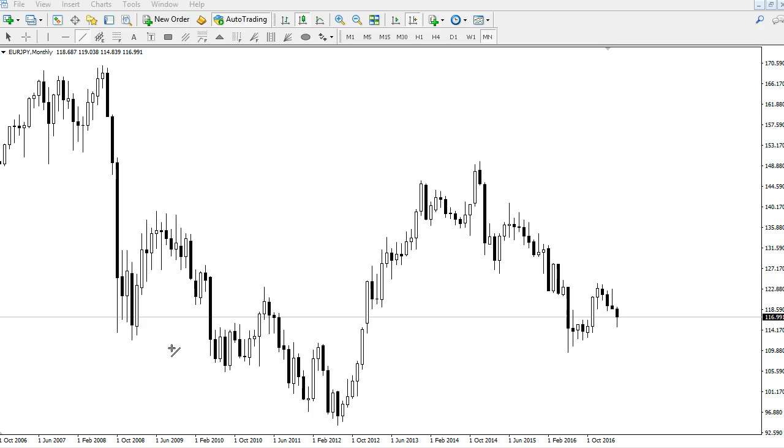Hello, today I will show you how you can do the angles manually on the chart and what is the problem of that, and how you avoid the scale problem in MT4 using the Gann analysis indicator. So we'll start with the monthly chart.